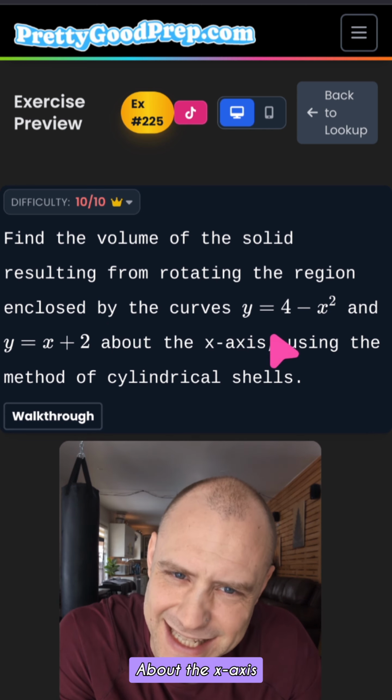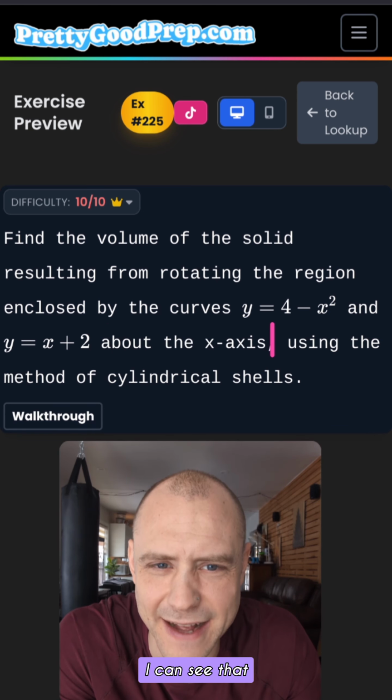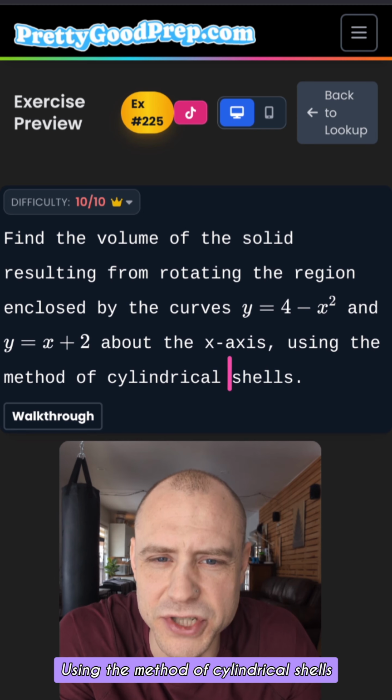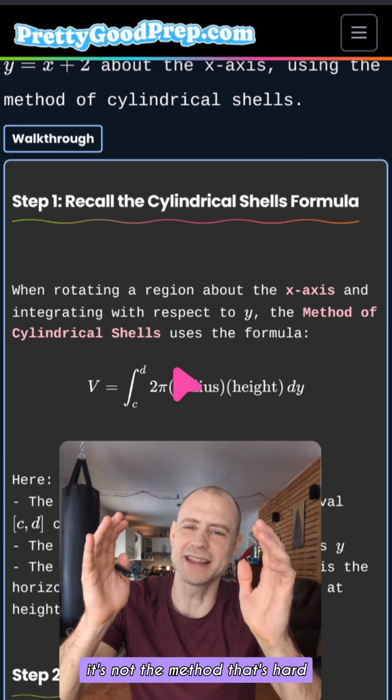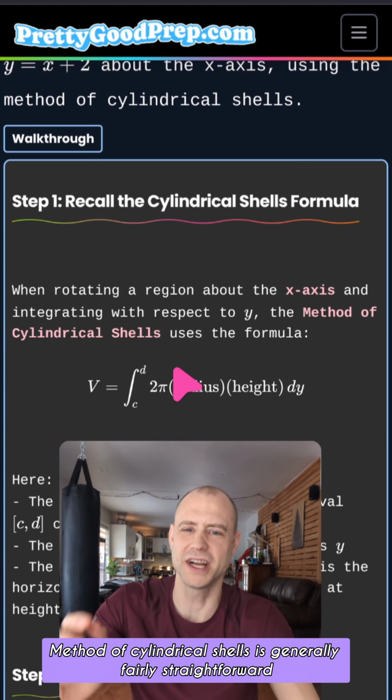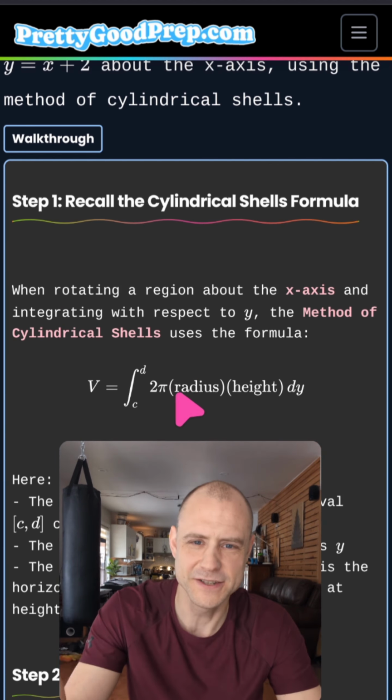About the x-axis. Okay, I can still do it. I can see that. Using the method of cylindrical shells. That's hard. Let's set it up. I just want to point out, it's not the method that's hard. Method of cylindrical shells is generally fairly straightforward. 2 pi r times height.